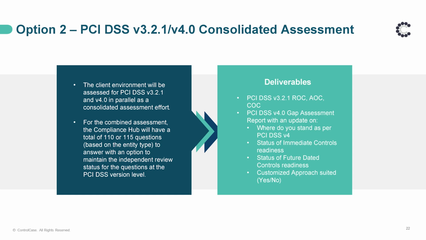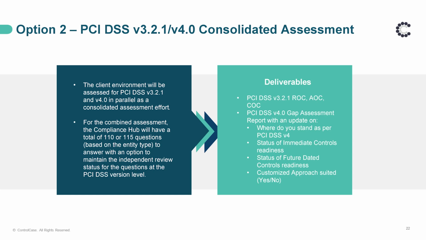But these 110 or 115 questions will cover the overlap of both version 3.1 and version 4.0, with an option to maintain the independent review of each version. We have a slide where we'll give a glimpse of how that questionnaire will be published.